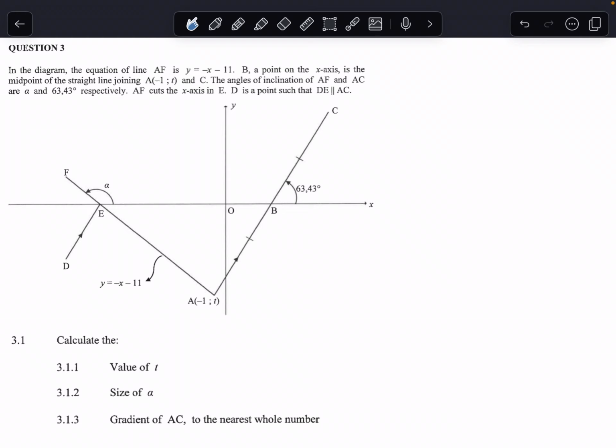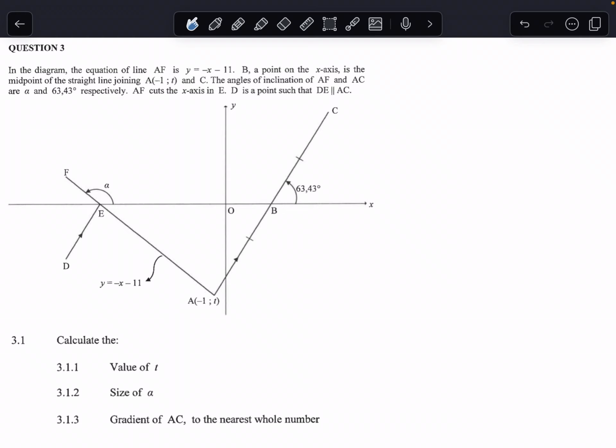AF cuts the x-axis in E. So E is a point on the x-axis, the x-intercept of the line AF. And D is a point such that DE is parallel to AC, which they also indicate for us with our little arrows. Awesome. So, the first question asks us to calculate the value of t.